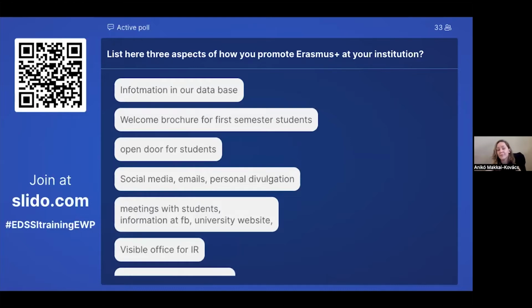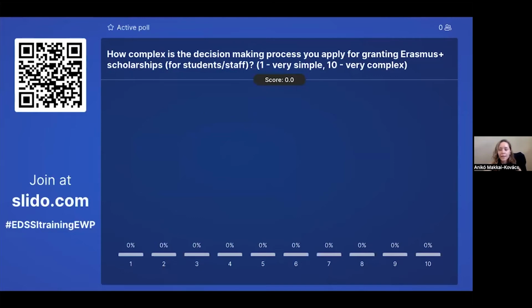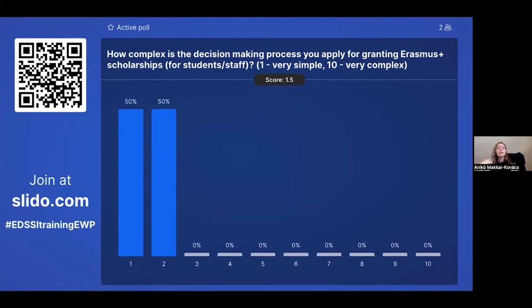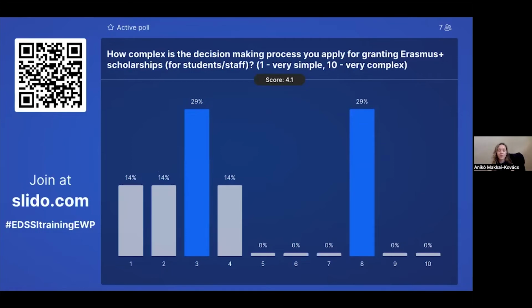Thank you very much. We will save these answers, so we will be able to take stock of them. So the next step is to recruit and promote the program, correct, within your institution and among the students and even the staff. The next one is about decision. So what I'm curious about is actually how complex the decision-making process is that you are applying for granting Erasmus Plus scholarships. How do you decide who will get an Erasmus scholarship from the lot of applications? Are you cutting the numbers very much?